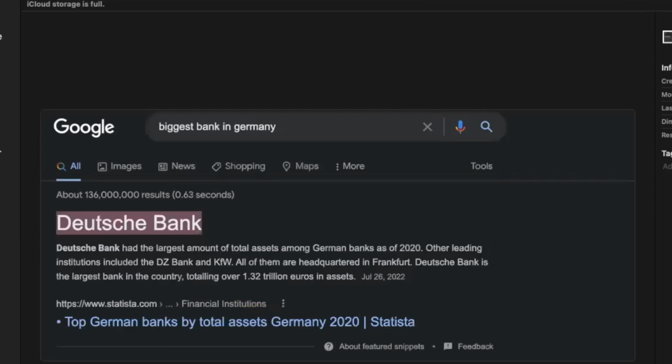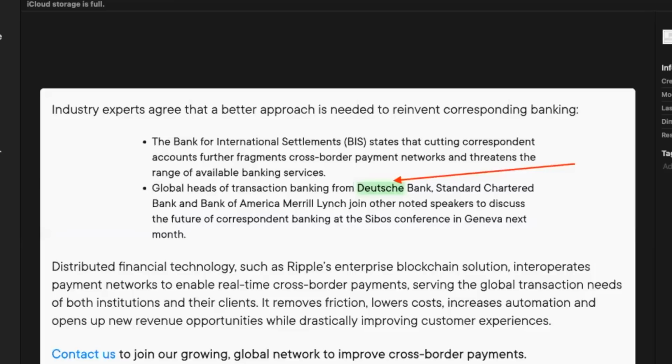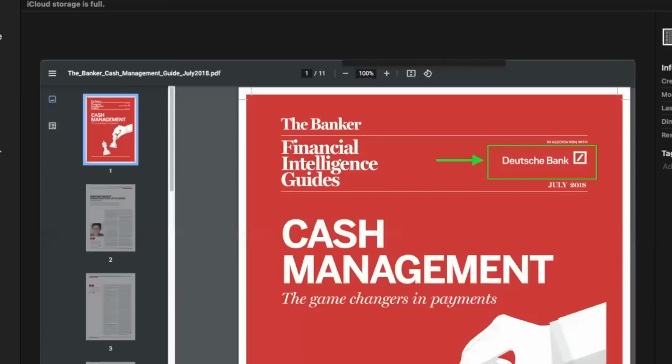Biggest bank in Germany, Deutsche Bank. Now, this one was very interesting, okay, because there was no direct correlation where Ripple had announced a partnership with Deutsche Bank, but if you go on Ripple's website, it says right here, Deutsche Bank mentions global heads of transactions banking from Deutsche Bank, Standard Chartered, Bank of America, Merrill Lynch join other noted speakers to discuss the future of correspondent banking at SIBOS conferences. And then we come over here to a PDF straight from Deutsche Bank website, which I will link in the description down below. You guys can see here, it says Deutsche Bank.